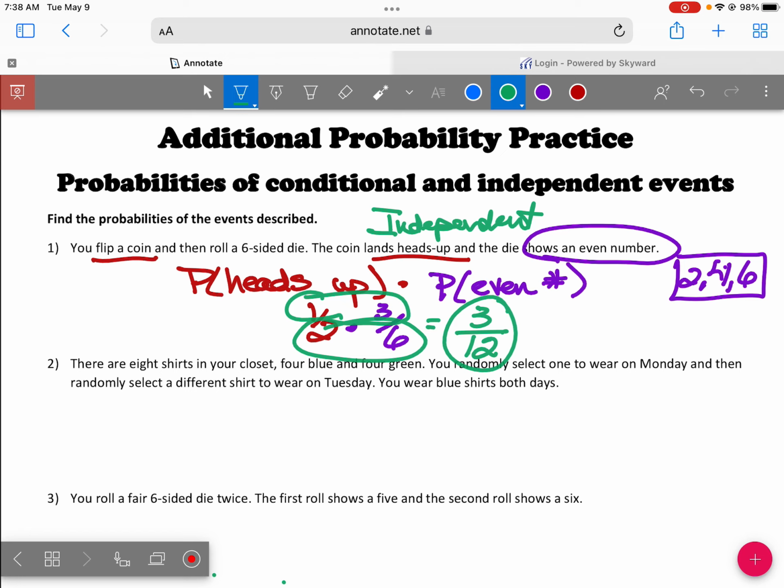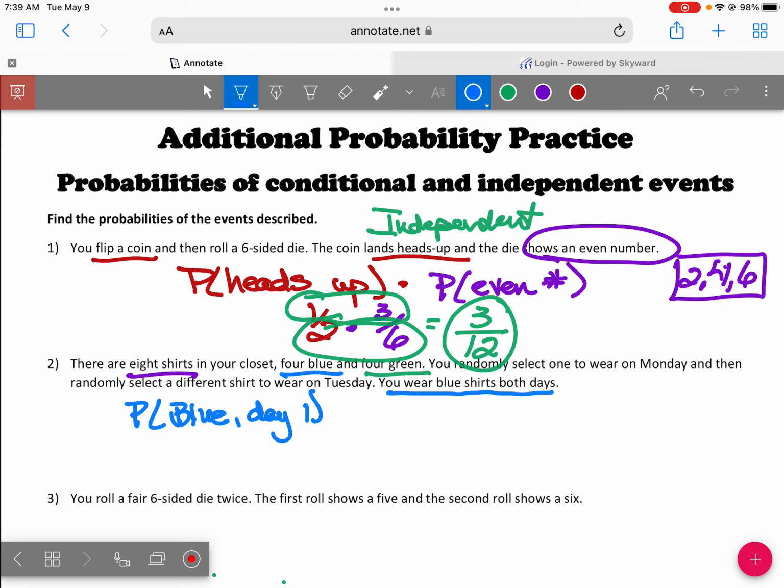So there are 8 shirts in your closet. You have 4 blue and 4 green. You randomly select one to wear on Monday and then randomly select a different shirt to wear on Tuesday. You wear blue shirts both days. Okay, blue shirts both days. So the probability of wearing blue on day 1.